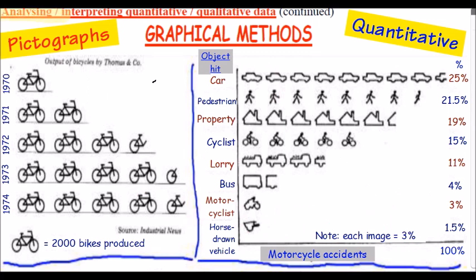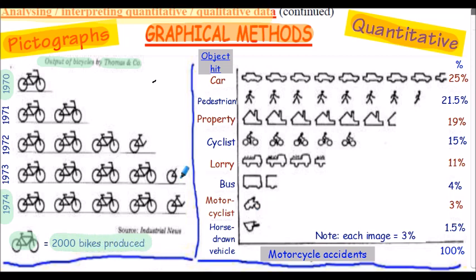So analysing and interpreting quantitative and qualitative data. Let's consider quantitative data, some graphical methods. This slide shows pictographs. The left-hand diagram relates to historical production output of bicycles from a particular company. The categories used here are 1970 through to 1974. And notice that each of the symbols, in this case a bicycle, relates to 2,000 bikes produced. So in 1970 we would state that from the pictograph 2,000 bikes were produced. In 1971 we would state that 4,000 bikes were produced.